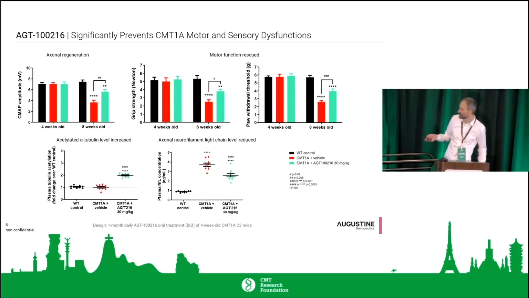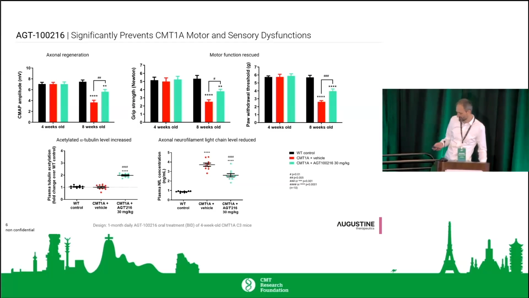So they basically partially rescue that deficit, both in the CMAP and in the motor function. And this was associated with an increase of the acetylated tubulin in plasma. Now, for all clarity, there is no alpha-tubulin in plasma, so this is from ruptured blood cells in the preparation of the plasma, and we optimized that assay in the meantime to have a stronger signal to noise. And we also saw a dose-dependent decrease of neurofilament light chain in those treated mice.